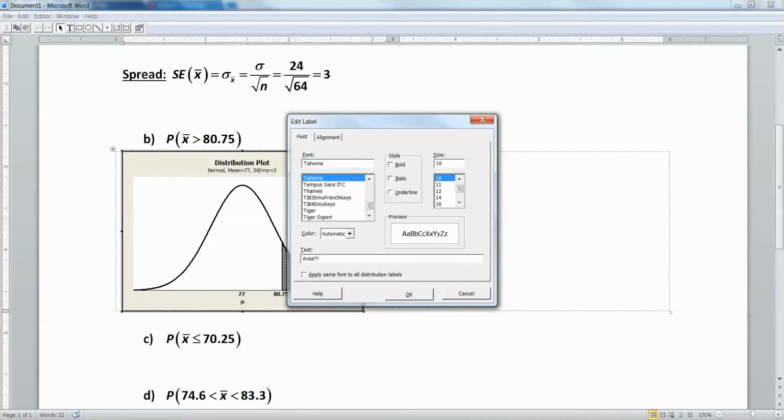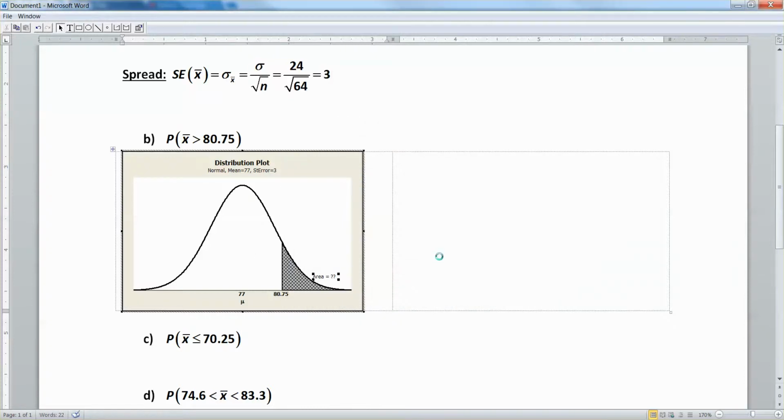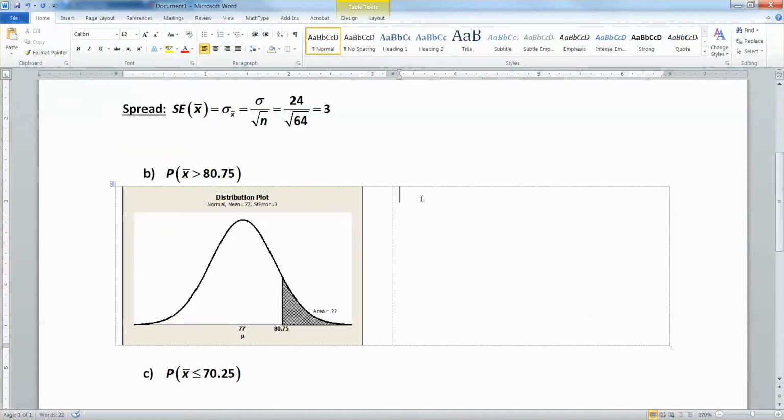So we'll just put area question mark. Okay. All right, so that's what we're looking for. And we're going to find it using the calculator. So we're going to use normal CDF from the calculator. Now, normal CDF always goes the left to the right, the mean, and then the standard deviation, standard error. So the left-hand edge of what we shaded was 80.75. The right-hand edge is 1E99.